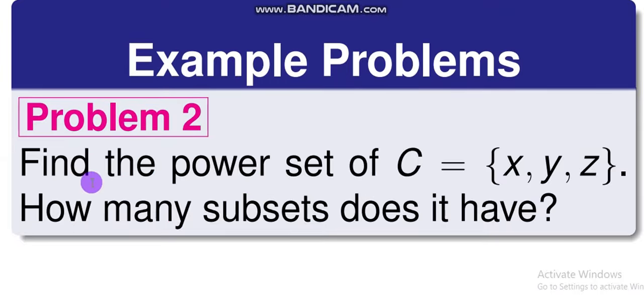Here is the second example. Find the power set of C, where C is equal to the set X, Y, Z. Okay, meaning C has 3 elements in it. X is an element, Y is an element, Z is an element. Then we should find the power set of this. How many subsets does it have?